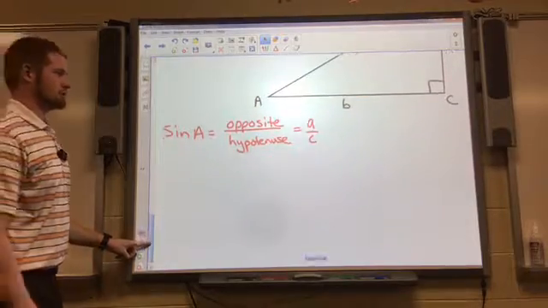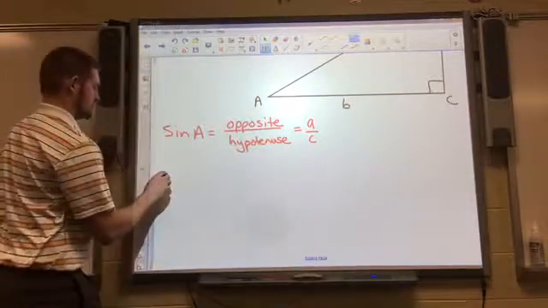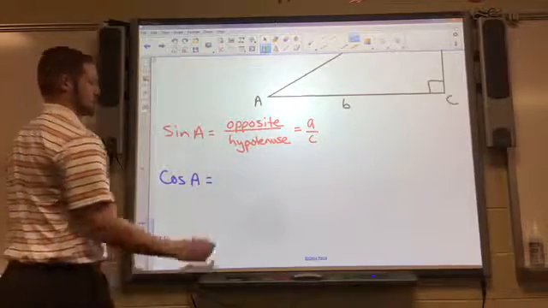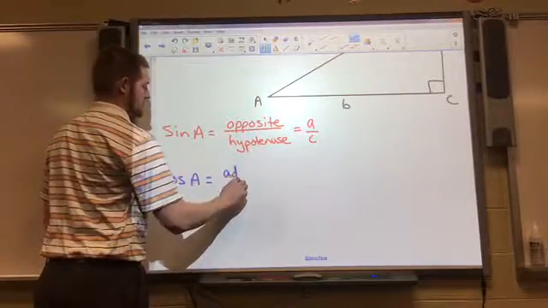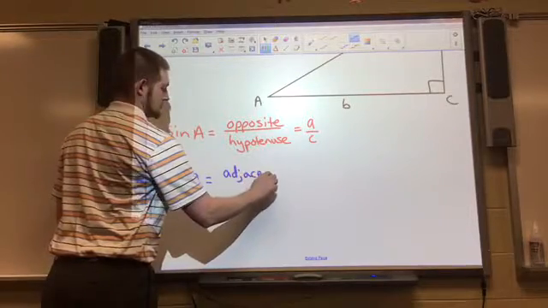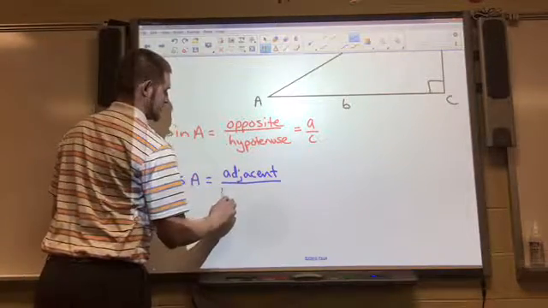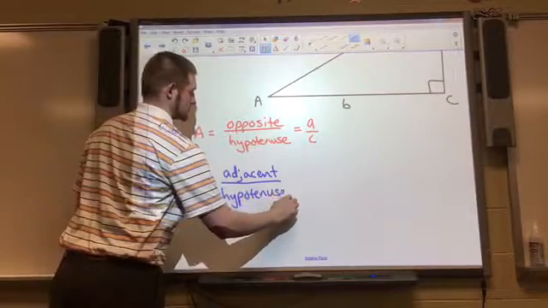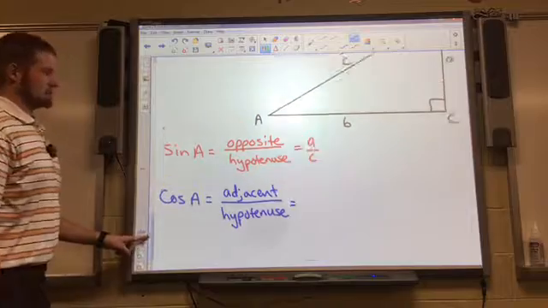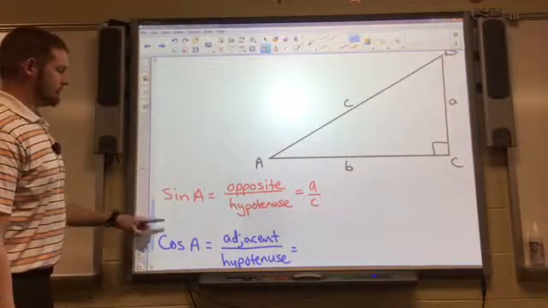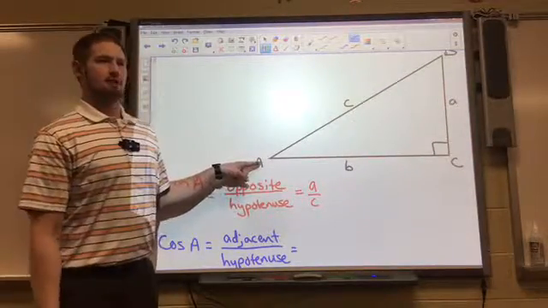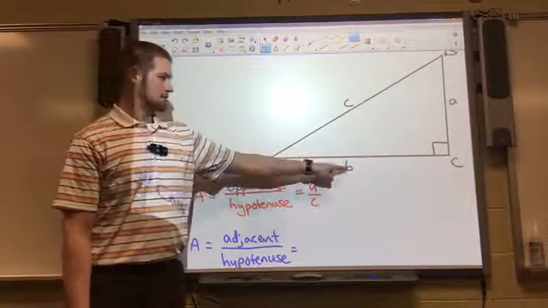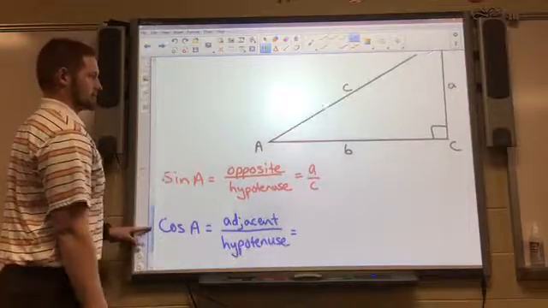What's our next function? The cosine. So I have the cosine of A equals, now your cosine is adjacent divided by hypotenuse. So from angle A, what side is adjacent to angle A? B. Divided by the hypotenuse, which is C.